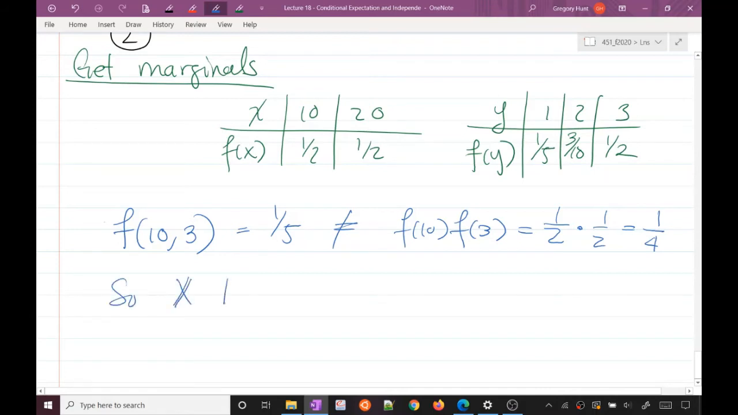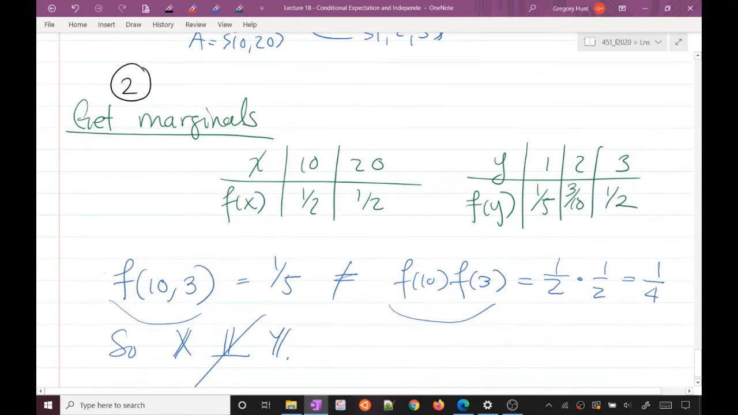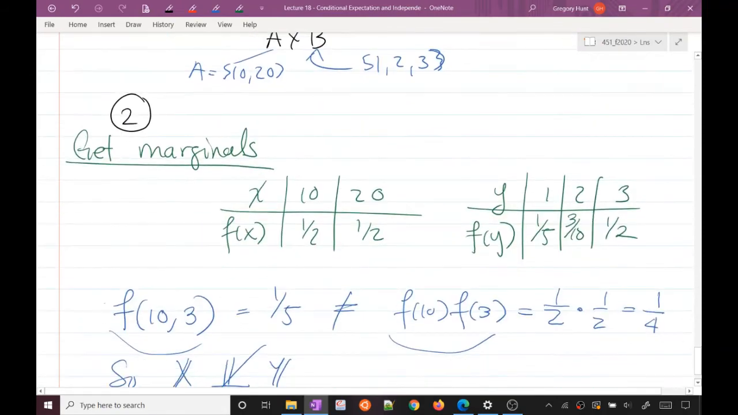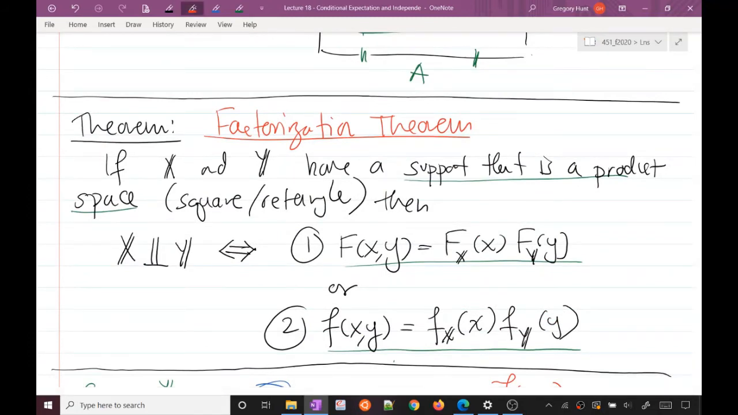So x, we could say, is not independent of y, because it's not true that the product of the marginals always gives me the joint. If it were true, if I checked all possibilities and that were true in all possibilities, then it'd be good. Then I could say they're independent. But I can't in this case, because we can find a counterexample where it doesn't work. So the product of the marginals doesn't work. And my theorem, if I go back up to my theorem, this is an if and only if statement. So if it fails, they're not independent.